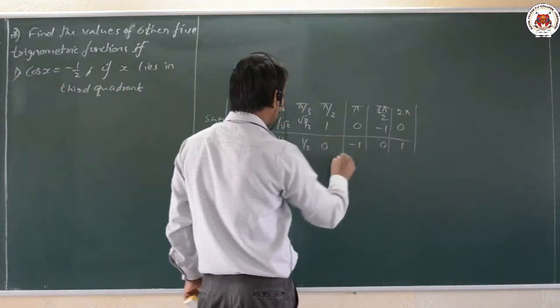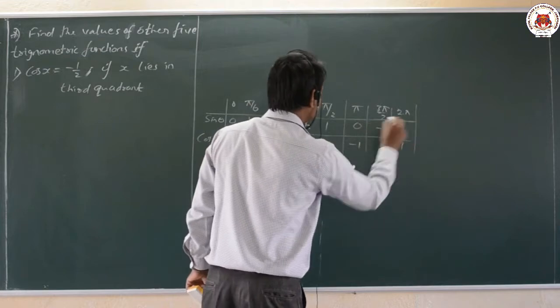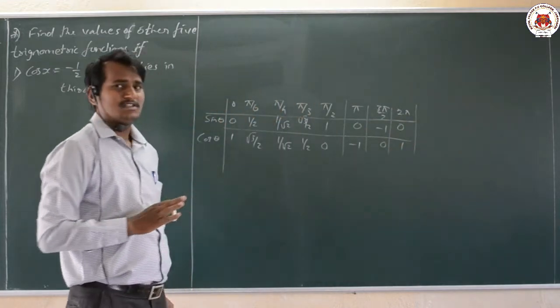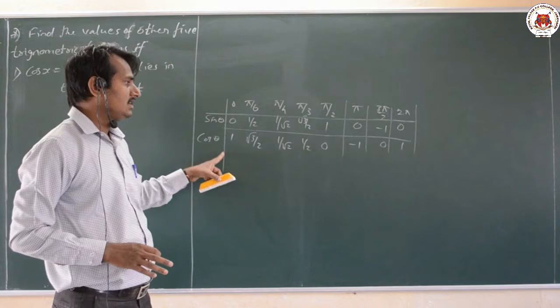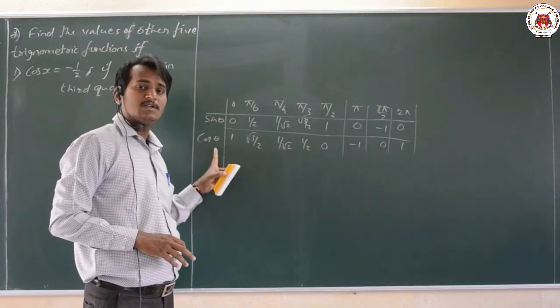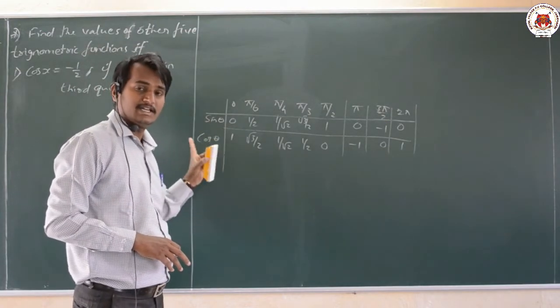Now, if you know only these things, only sine and cos, that is more than sufficient for you to solve the remaining things. These are nothing but the values of the trigonometric functions: sine, cos, tan.